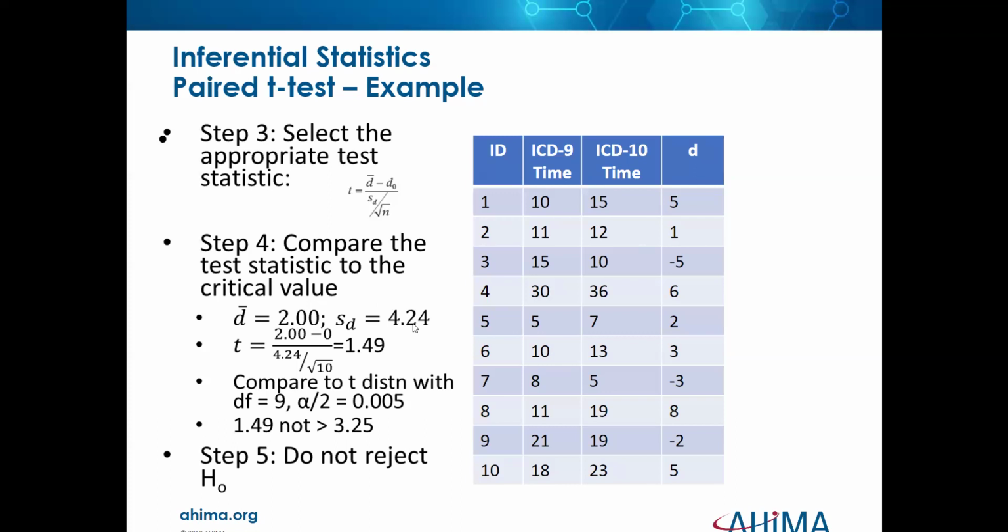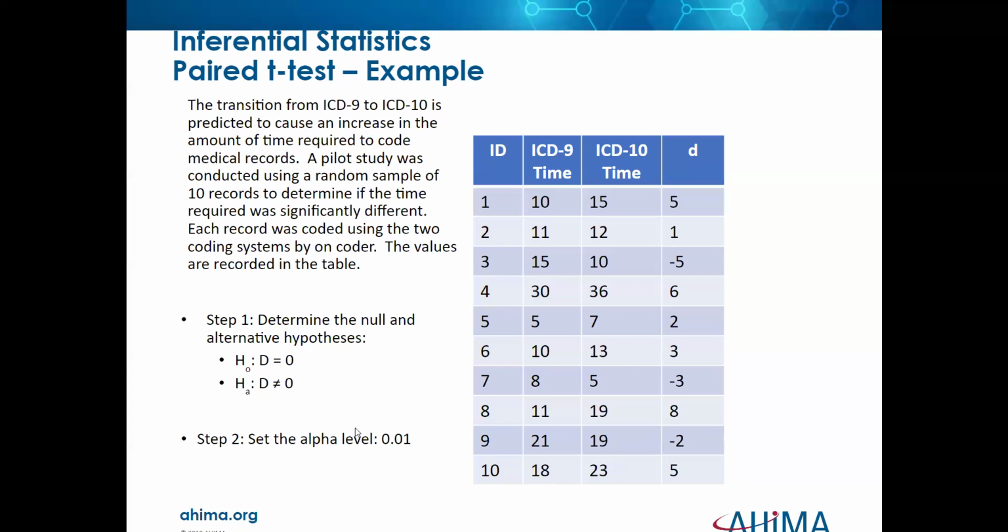So in other words, what that's telling us is that these observations are spread farther away from the mean. And we're comparing the t distribution with the range, and so on. And so since 1.49 is not greater than 3.5, we do not reject the null hypothesis. So in other words, we're not going to say that there is a difference.